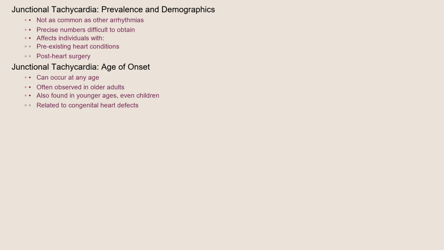Junctional tachycardia isn't as common as other types of arrhythmias. Precise numbers are difficult to obtain, but it tends to affect individuals with pre-existing heart conditions or those who've had heart surgery. It can occur at any age, but it's often observed in older adults. Furthermore, it can be found at younger ages, even in children, often related to congenital heart defects.